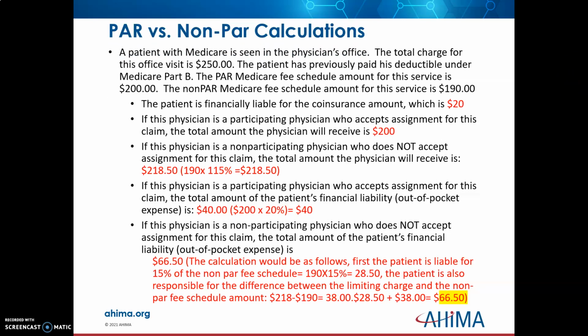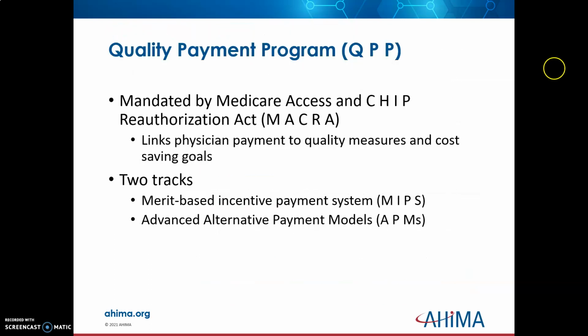So here's an example. I'm not going to go through all these. You can feel free to pause this at this point. It shows how the calculations differ for a par versus non-par provider. So feel free to pause this, maybe print it, screenshot it, make sure you understand how this reimbursement works.